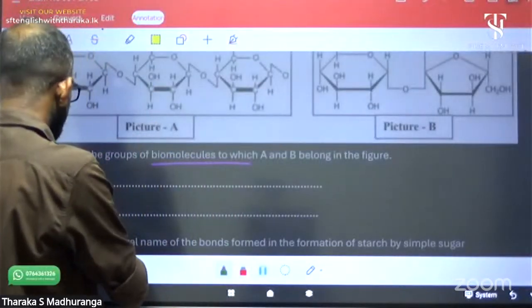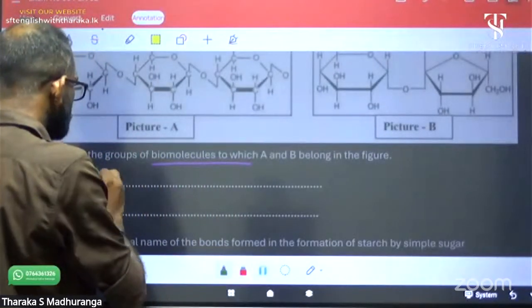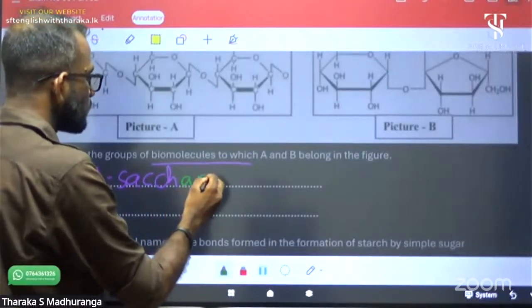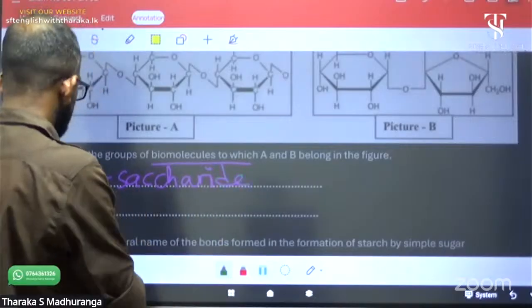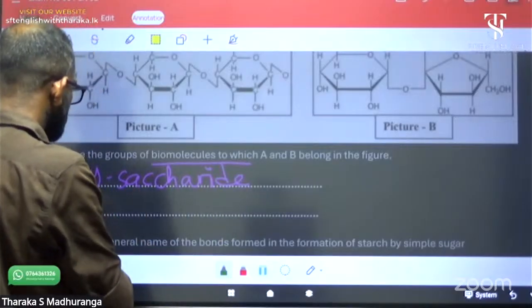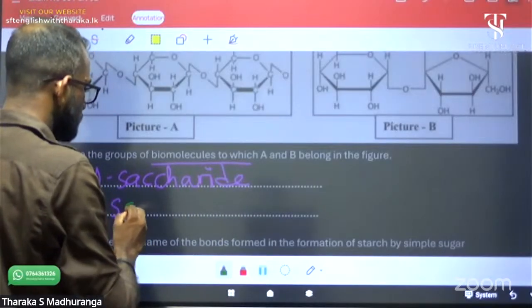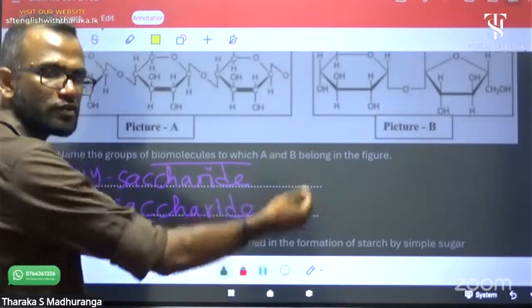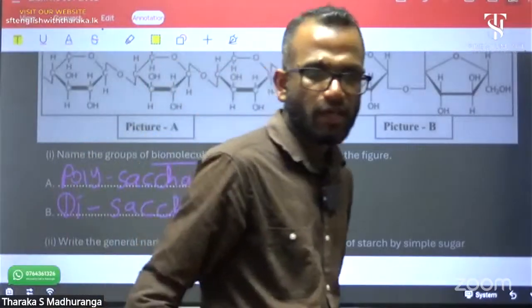A is a polysaccharide, B is a disaccharide. I have given marks if you write sucrose and cellulose.